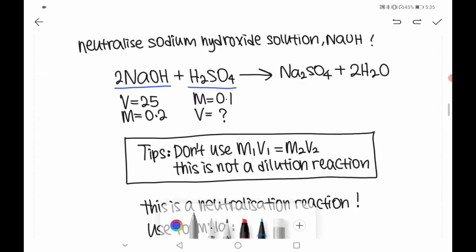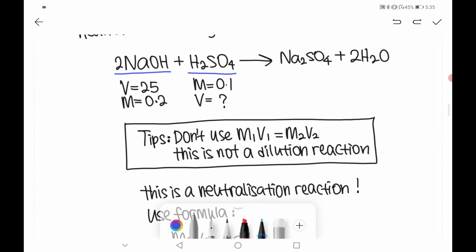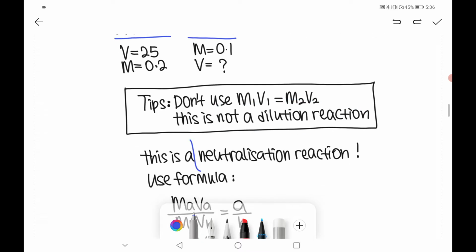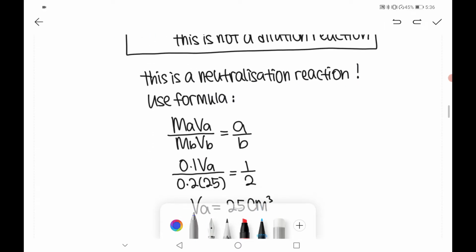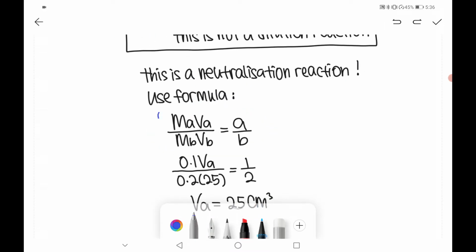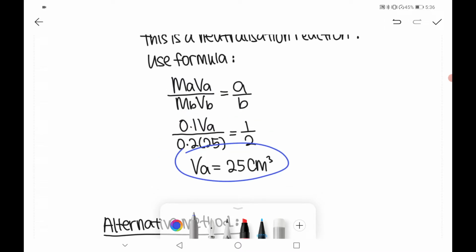You cannot use the formula M1V1 = M2V2 for this reaction. Why? This is not a dilution. Dilution happens when you add water to a solution. For this question, we add acid and alkali. When acid and alkali mix together, it is not a dilution. It is neutralization. So for neutralization, use this formula, put in all the numbers that you know, and then you solve the calculation.